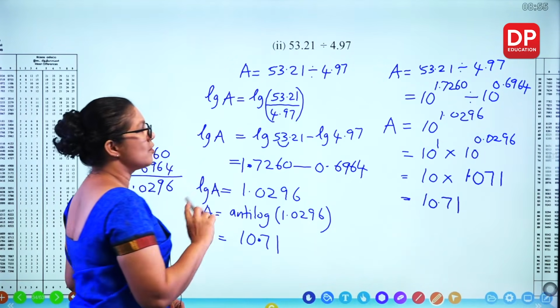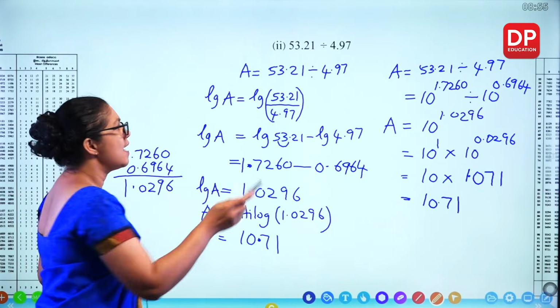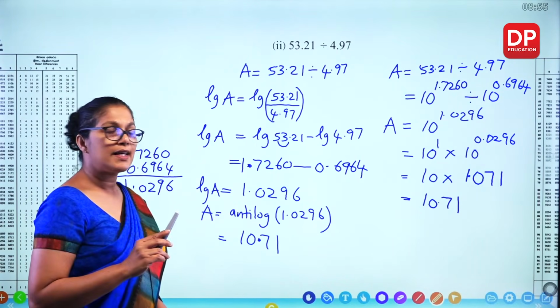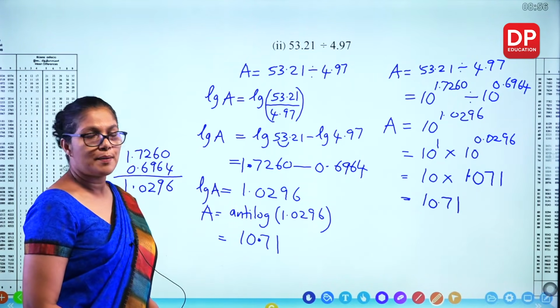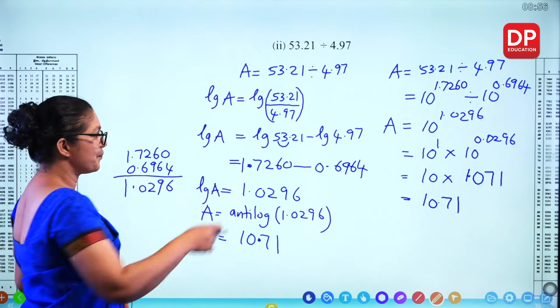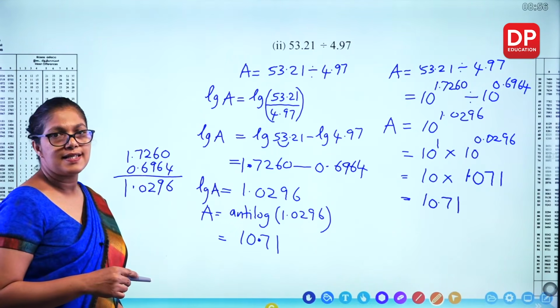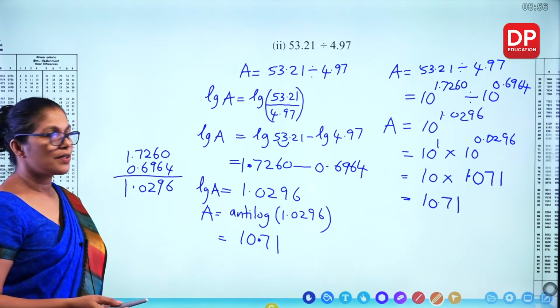So we used two methods, either the log method or the index method. But which one is easy? The log method is easier than index notation.